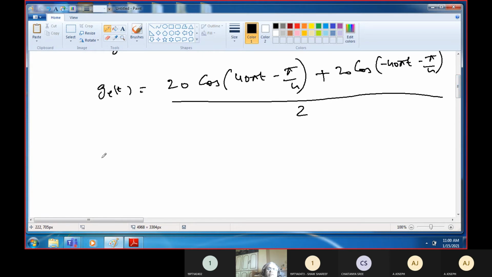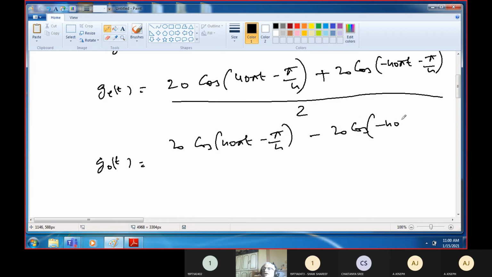Now coming to the odd part, you have to write it as 20 cos of 40 pi t minus pi by 4 minus 20 cos of minus 40 pi t minus pi by 4, divided by 2. So one way of doing it is, imagine this is cos of A minus B. You can expand it. Here also you can expand and then simplify.